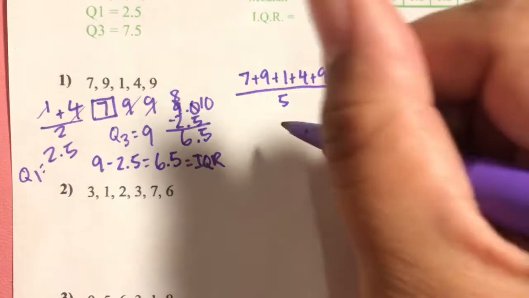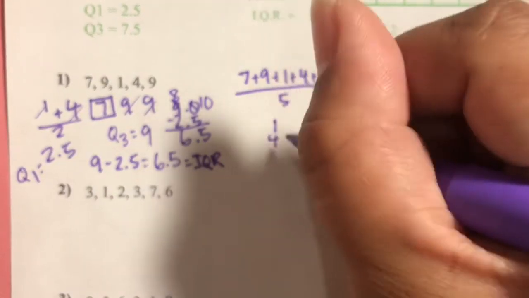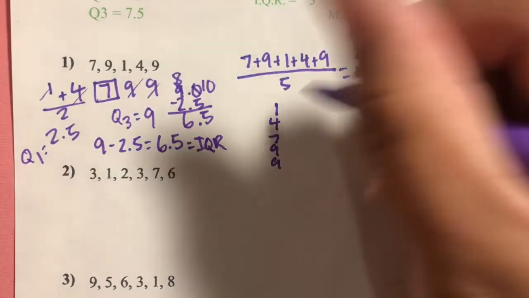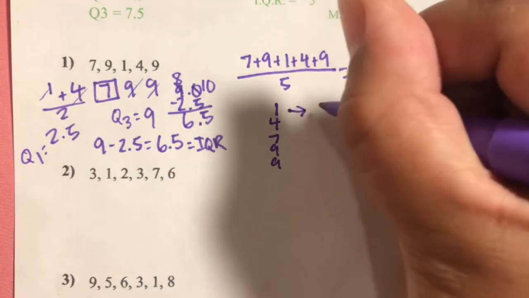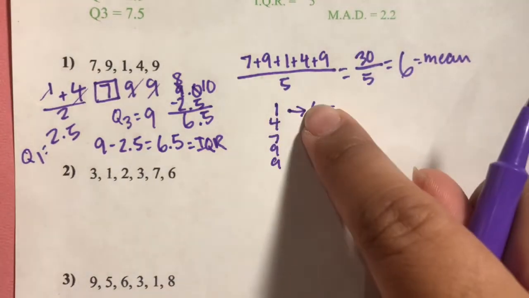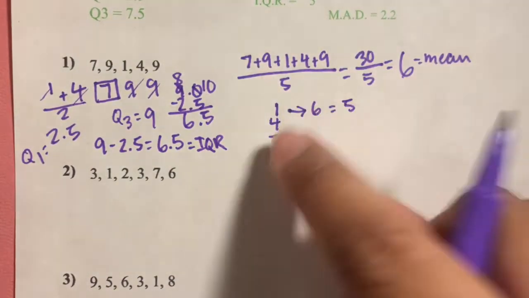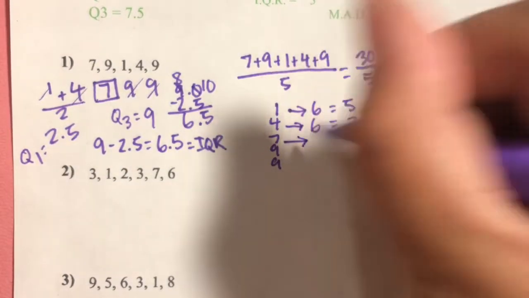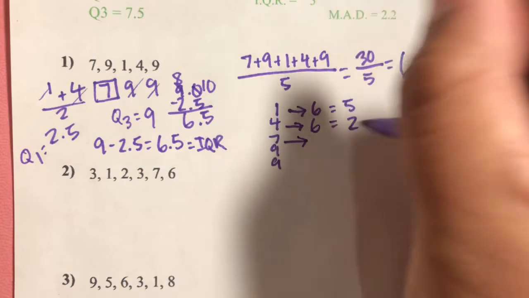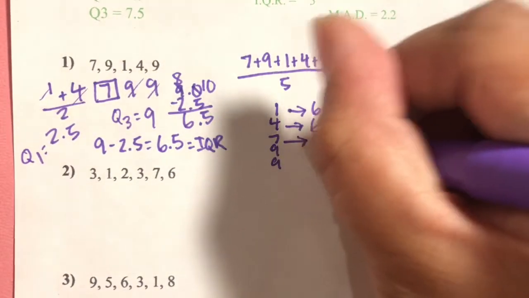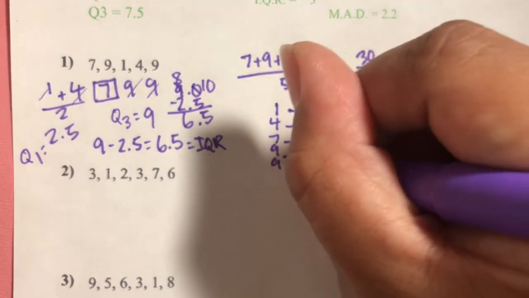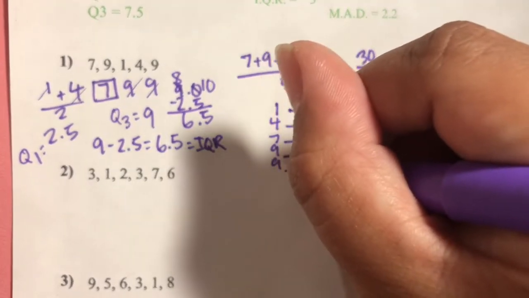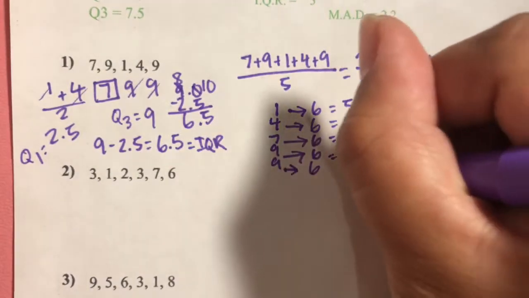So let's list all our numbers. 1, 4, 7, 9, 9. Okay. And then 1 to 6, the distance from 1 to 6 is 5. The distance from 4 to 6 is 2. The distance from 7 to 6 is 1. The distance from 9 to 6 is 3. And the distance from 9 to 6 again is 3.